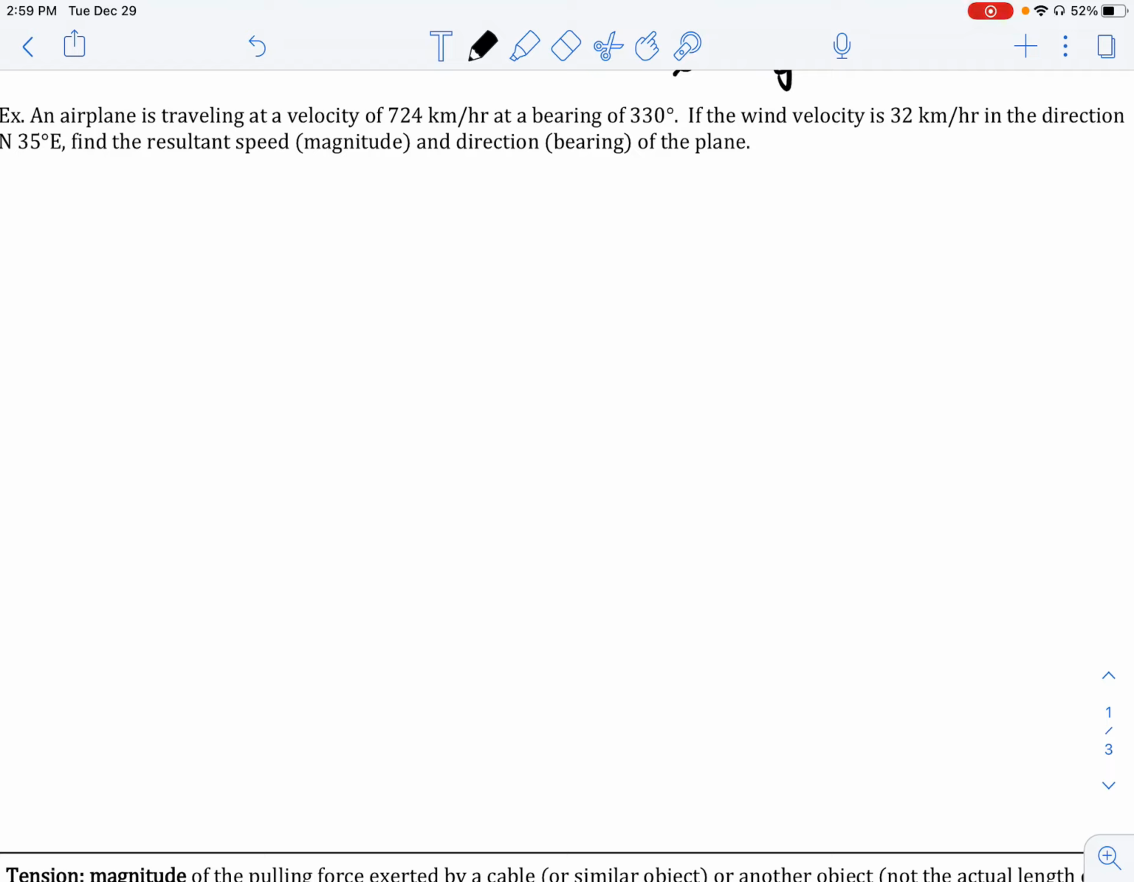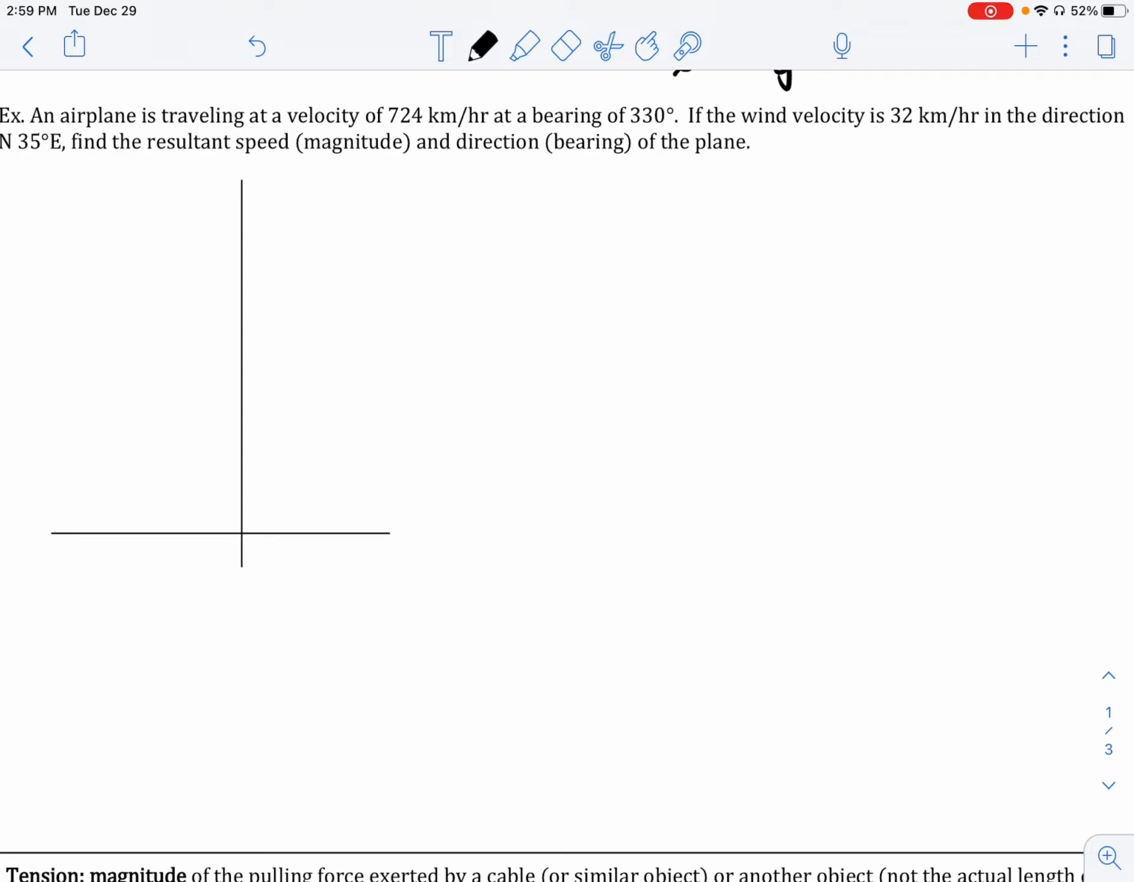So let's start by drawing our vector diagram. I'm going to set up my vertical line just to indicate that I'm going north. There we go. And then draw my horizontal line to express my east and west. So we've got an airplane traveling 724 kilometers per hour at a bearing of 330 degrees. Well, let's think about what that looks like.